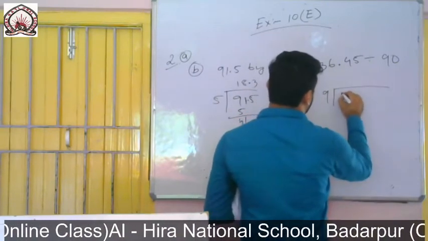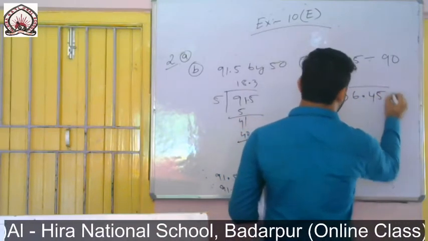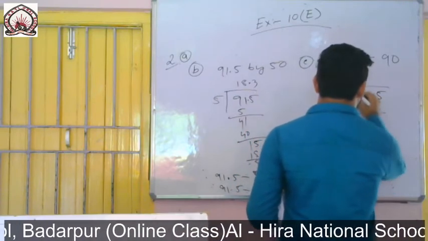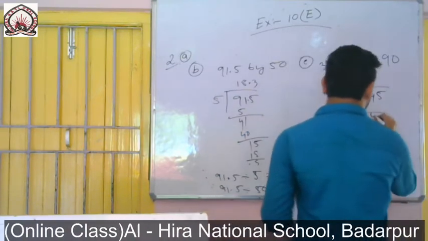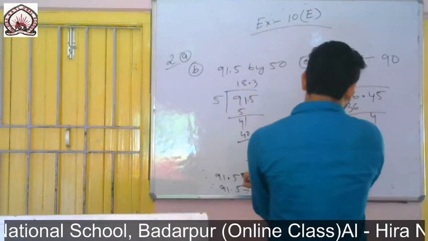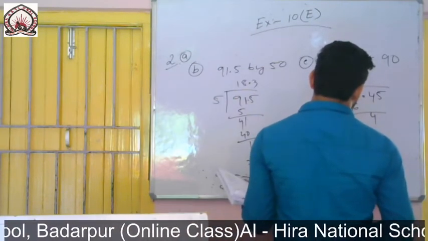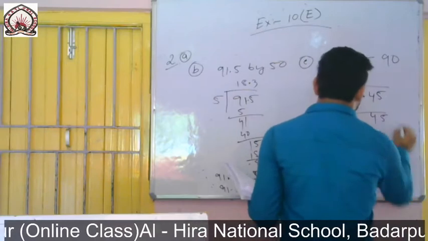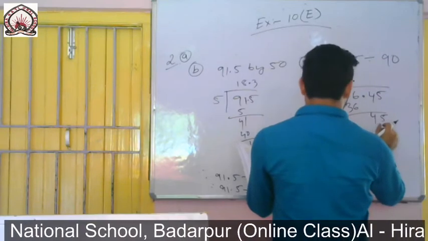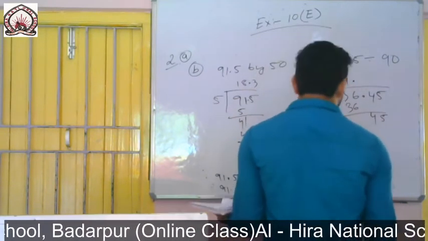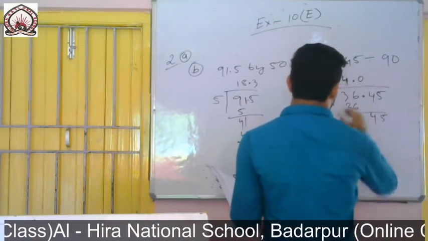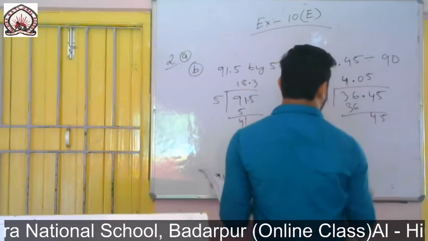Okay, so you see 36.45. So 4 9s are 36. Okay, after that we are getting the point, so we will put the point. After that we will take 4. So 4 is not divisible. Okay, so we will take 5. But you see, you have taken 2 digits at a time, so we will put 0. Okay, now 5 9s are 45.